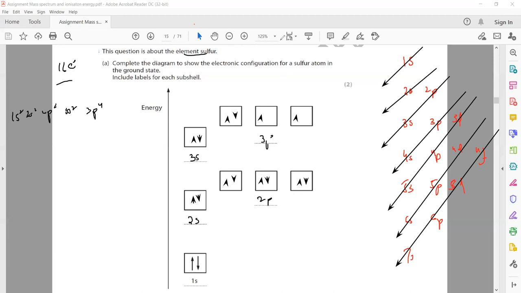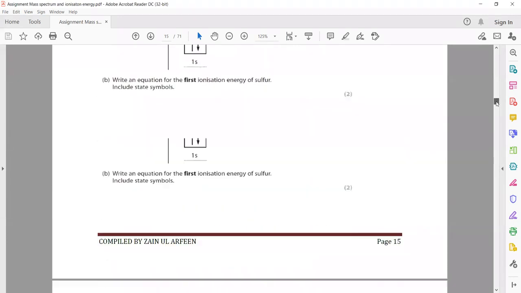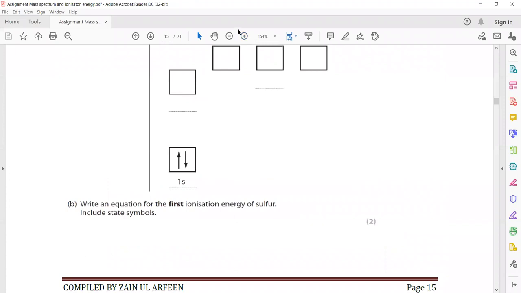That we completed the electron in a box model. Then write the equation for the first ionization energy of sulfur. First ionization is when an electron is removed from a neutral gaseous atom. So it will always form a positive ion, and this is called the first ionization energy. One mark is for the correct symbols, and the second mark is for the correct state symbols.